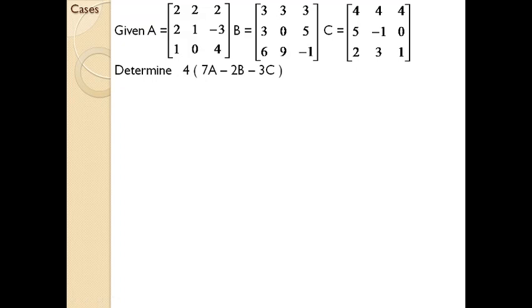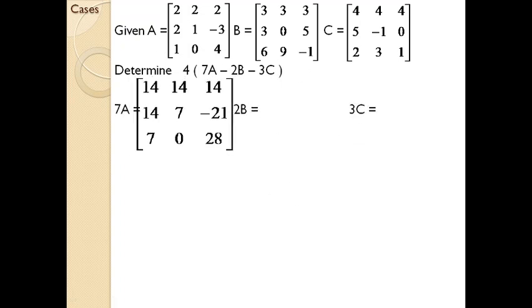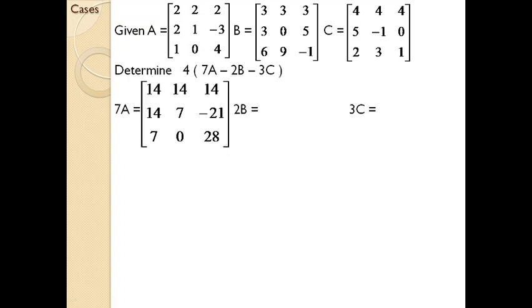Okay, you are asked to determine the matrix by solving this statement. So before going to that, first of all let's find the new matrices, that is 7A, 2B and 3C. So 7A means, as we have discussed earlier, here A is this one, 7A means you need to multiply 7 with each element within this matrix.